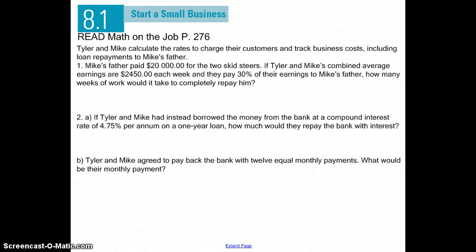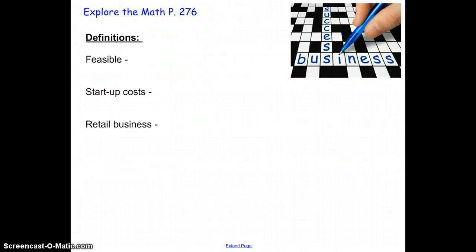We're continuing on and starting a new chapter, which is 8.1, starting a small business. We're going to start by reading Math on the Job on page 276. So you can go ahead and do that now. We will then answer the following questions. But before you can answer these questions, we need to write down one very important formula. This formula is for calculating compound interest.